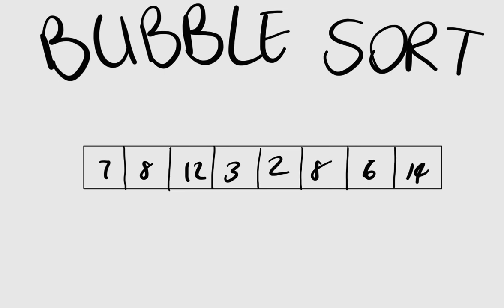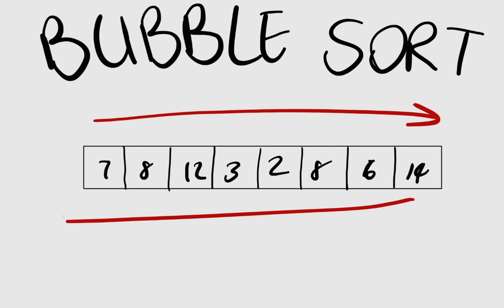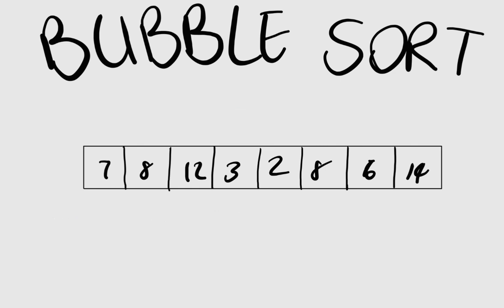So the bubble sorting algorithm is an algorithm that allows you to sort an array in ascending order or descending order, depending on what you choose. I'll show you how to change it in a moment. So let's just get a conceptual understanding of how the bubble sort algorithm works.